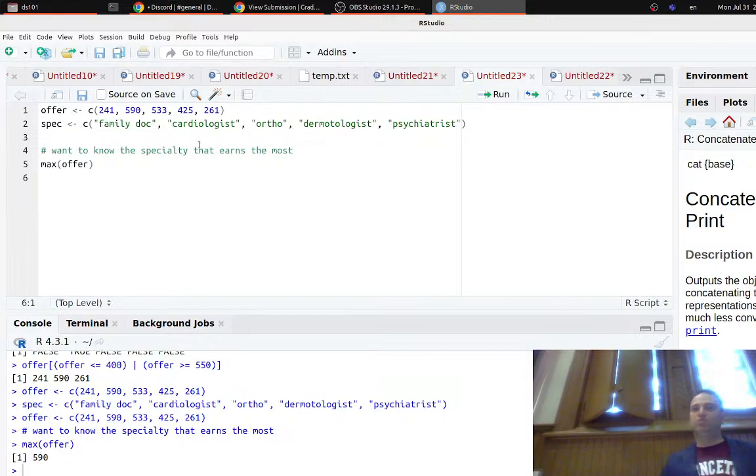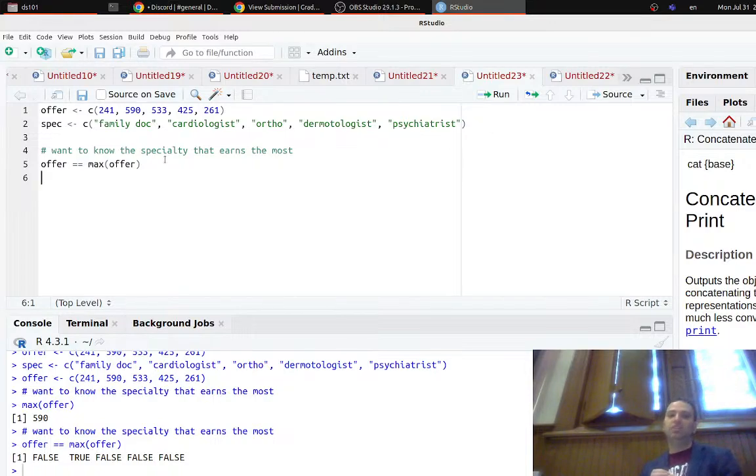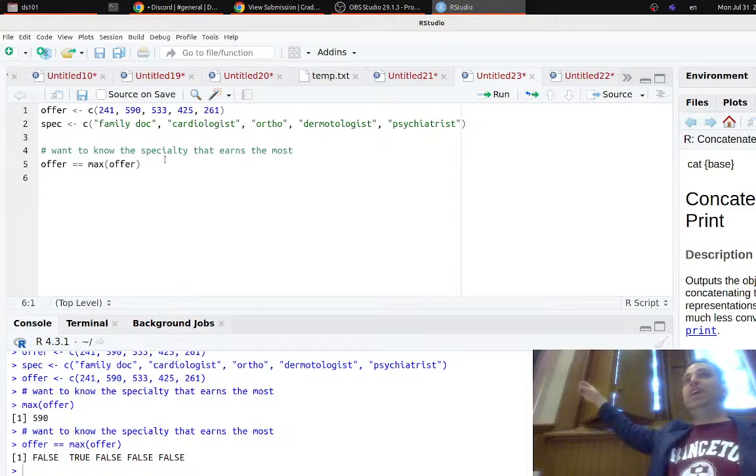The whole point of doing data science is to process numbers when you can't do it by eye because there is too much data. So how do we get that? Well, here's one thing you could do. You could say offer is equal to max offer. What is that going to be? It's going to be false for the locations where the offer is not equal to max offer, and true for locations where it is. So that's why we have false, true, false, false, false, because only one of those entries is equal to 590.